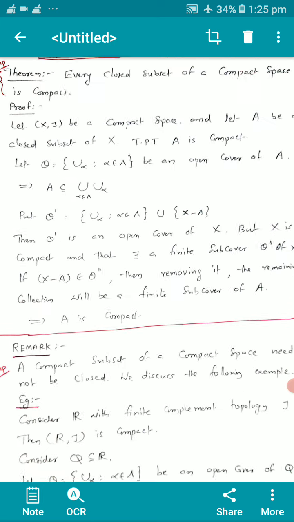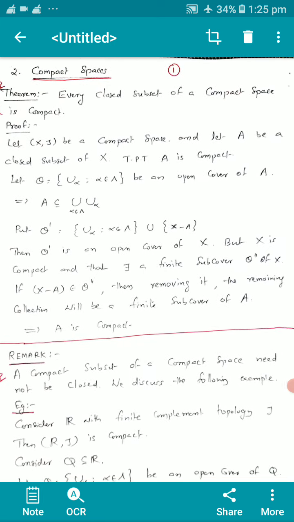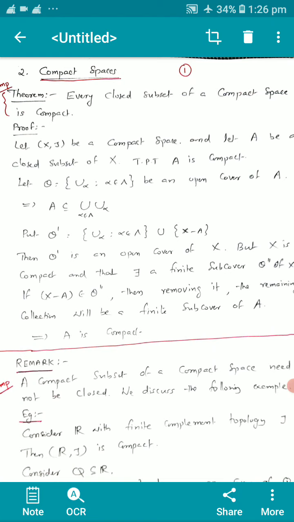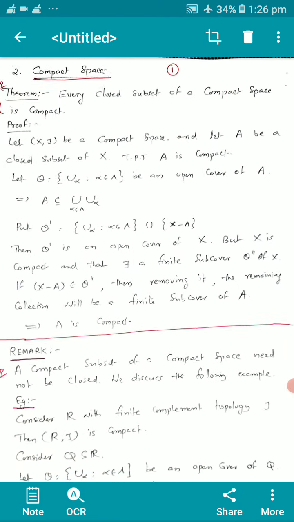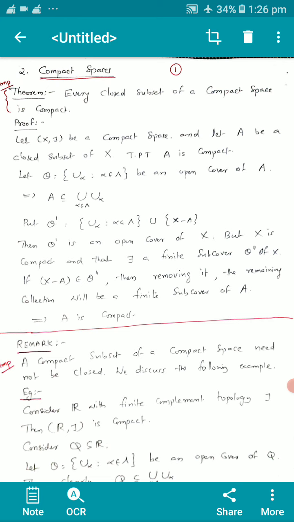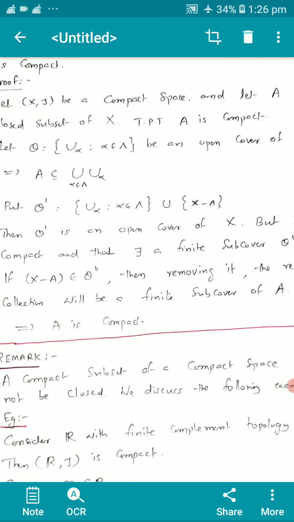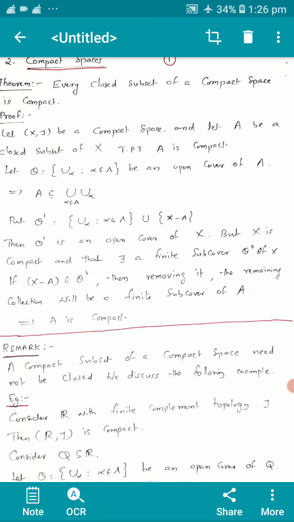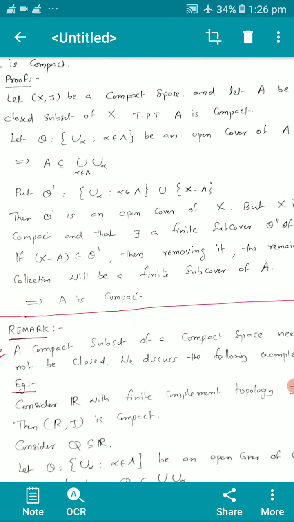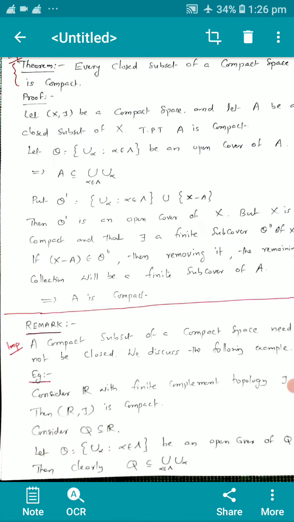We start with the theorem: every closed subset of a compact space is compact. See the proof. Let X be a compact space and let A be a closed subset of X. You have to prove that A is compact. Take a cover, that is, let theta equal to the set of U alpha such that alpha is in the index set be an open cover of A. What does it mean? That is, A is a subset of or equal to the union of U alpha. That is the definition of the covering.